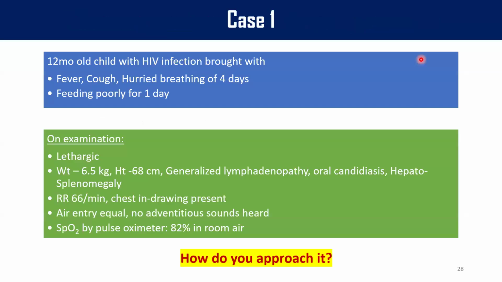Here we have a 12-month-old child with HIV infection, brought with fever, cough, and hurried breathing of 4 days duration, and feeding poorly for 1 day. On examination, the child is lethargic, weight is 6.5 kg, height is 68 centimeters. There is generalized lymphadenopathy, oral candidiasis, hepatosplenomegaly, and respiratory rate is 66 per minute. There is chest indrawing, air entry is equal, no adventitious sound. SpO2 by pulse oximeter is 82% in room air. So how do you approach this, looking at the management protocol we have seen now?